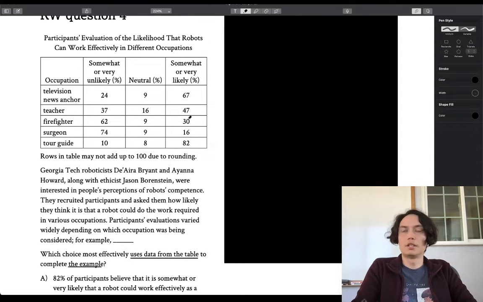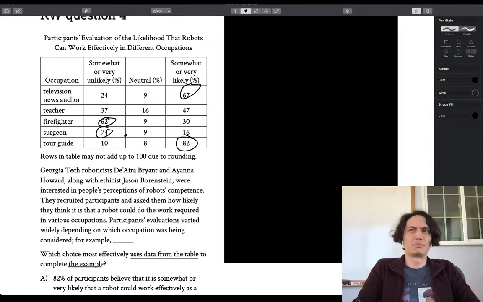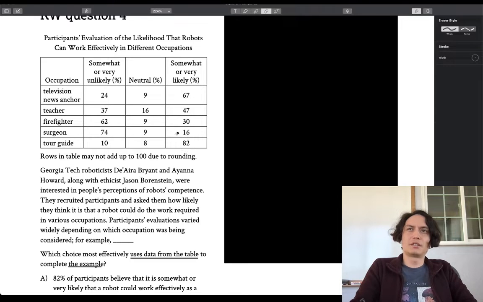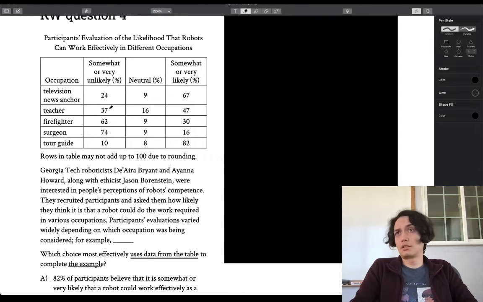All right, so I'm just going to look at the data briefly. Doesn't look like it's in any kind of order, but a lot of people like robot tour guides and robot television anchors. People don't like robot firefighters or surgeons. I feel like robots would be pretty good at firefighting. And people think that robotic teachers are maybe okay. They kind of feel middle about it.